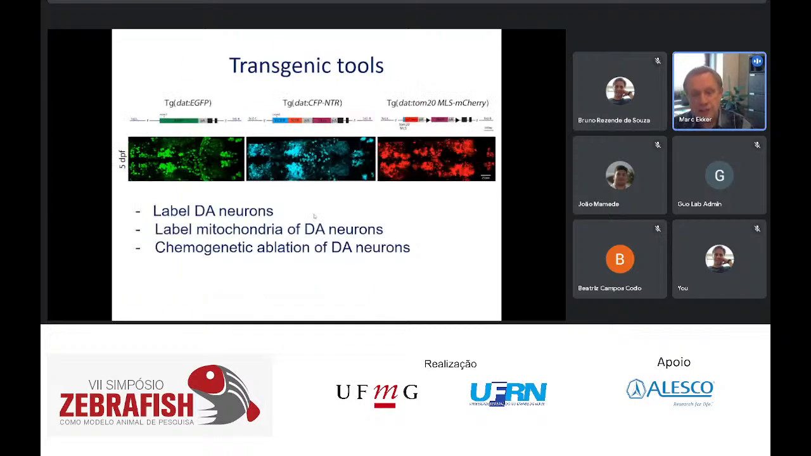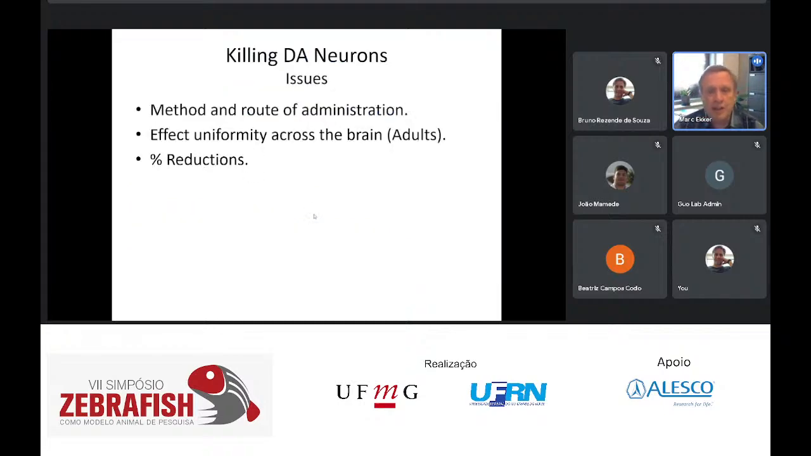So, with these tools in hand, we decided to look into ways to ablate dopaminergic neurons and look at what happens in terms of their regeneration. And I must admit, we are one of the many labs who have used such approaches, especially using neurotoxins to kill dopaminergic neurons. But by reviewing the literature, we see that there were a number of issues. There was some variability in the outcome and the physiological and behavioral consequences of ablation.